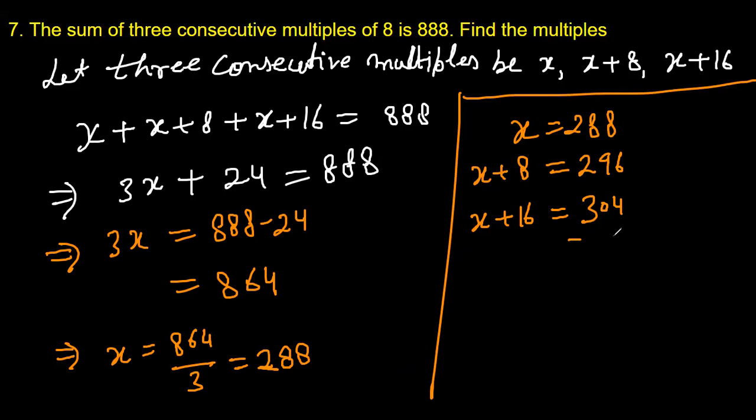You can verify your answer if you add these three. They are obviously consecutive multiples, because the next number which is divisible by 8 after 288 is 296. The next one is 304. We just keep adding 8 to the given number. And their sum, let's check it. It is going to be 888. So the answer is verified also. That means the required numbers are 288, 296, and 304.